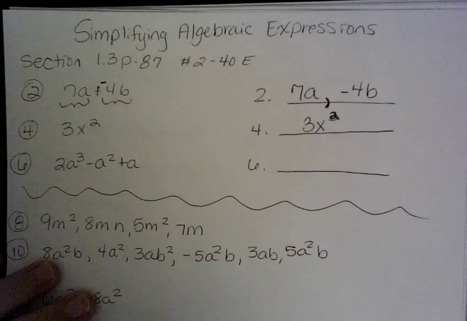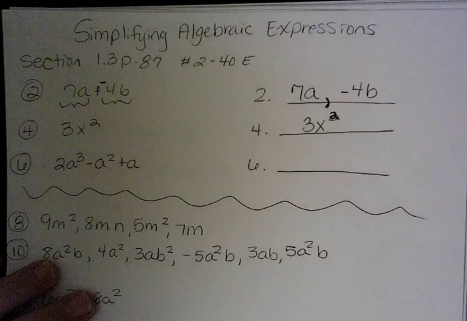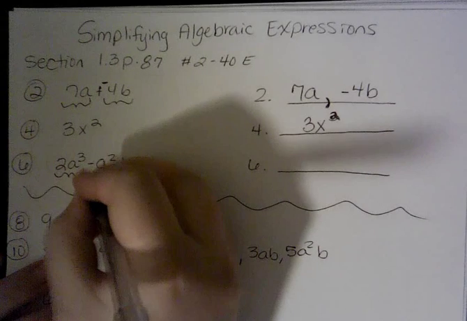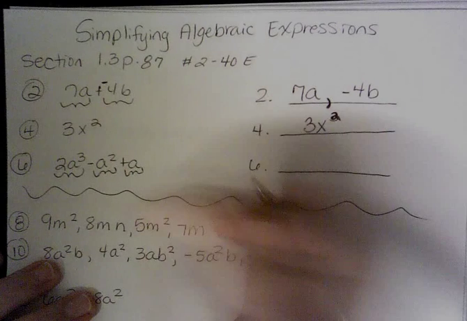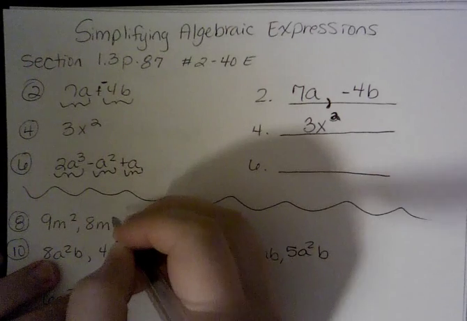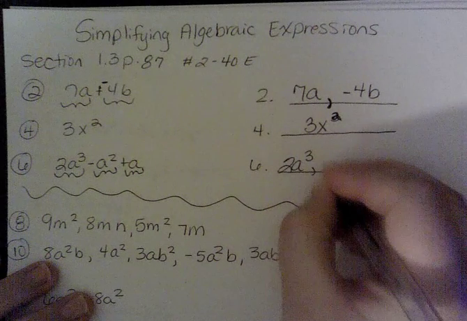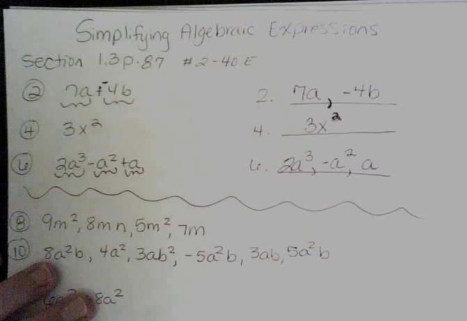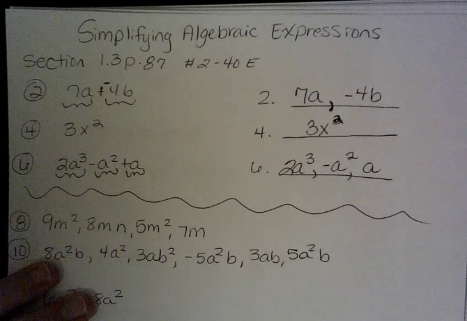Number 6 truly is going to test whether you understand or not. So we're going to have 3 terms here. We're going to have 2a to the third, negative a squared, and positive a. Don't forget that negative with that a squared. That's where most people lose their credit on this problem. So you would have 2a to the third, negative a squared, and a. Notice we are listing the terms and putting commas in between each of those terms.